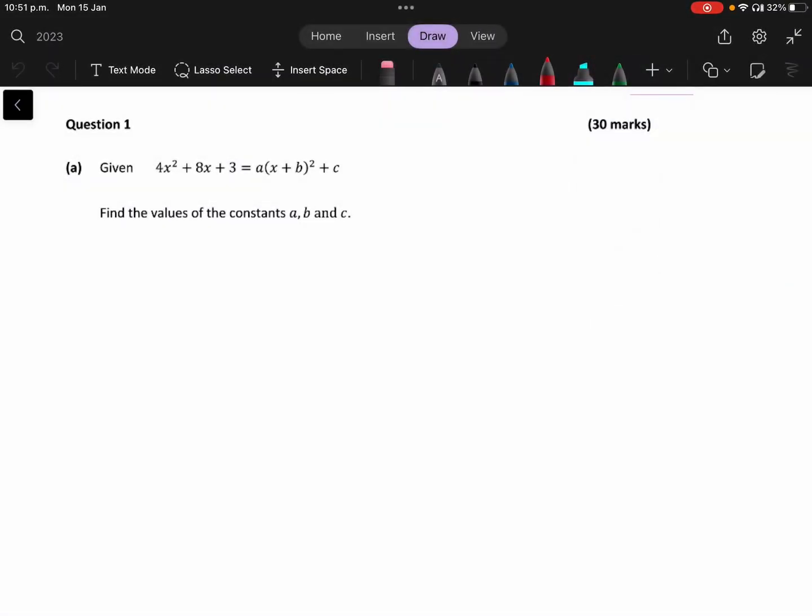Let's learn some of the exam questions on algebra. This is a question: given that 4x² + 8x + 3 is equal to a(x + b)² + c, find the values of constants a, b and c.